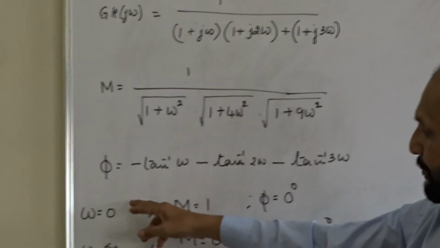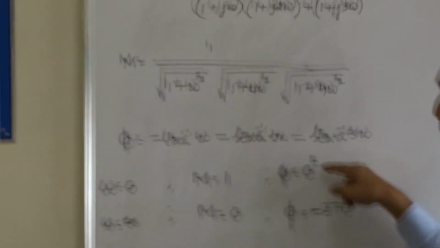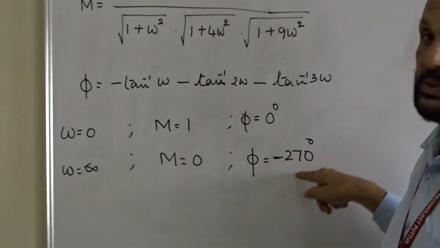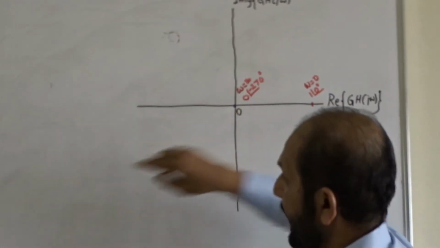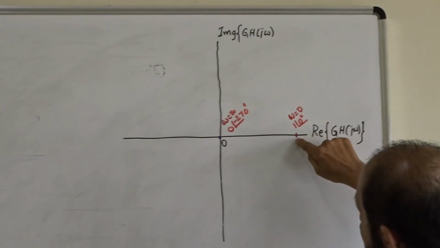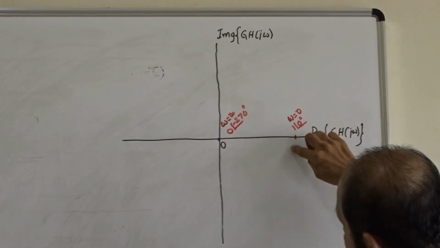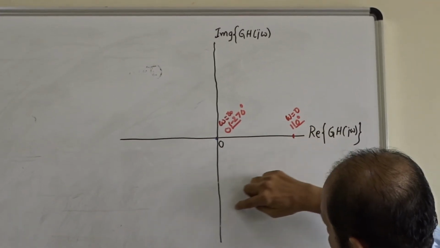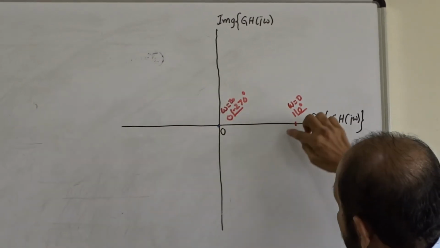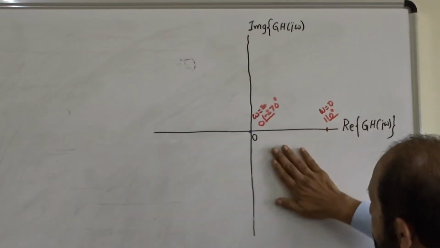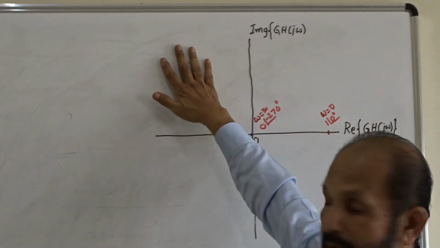When omega ranges from 0 to infinity, angle changes from 0 degree to minus 270 degree. So this is the 0 degree axis. This is minus 90, minus 180, minus 270. So negative, 0 to minus 270 goes. This is the starting point. To reach the minus 270 degree axis, if you go in the negative direction or clockwise direction, it has to go through this region, this angle, so this region and this region. So the polar plot will occupy this coordinate, this coordinate and this coordinate.